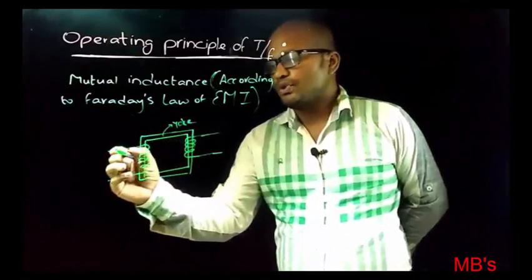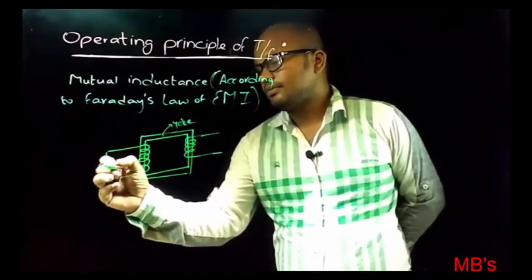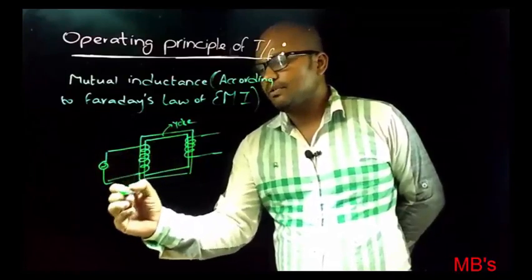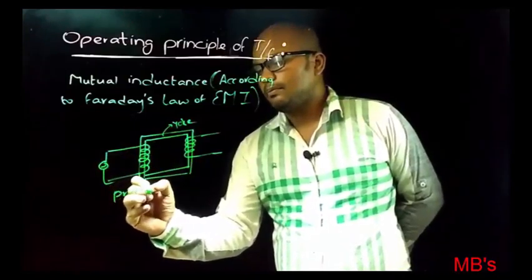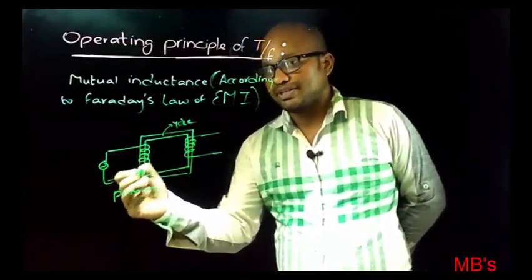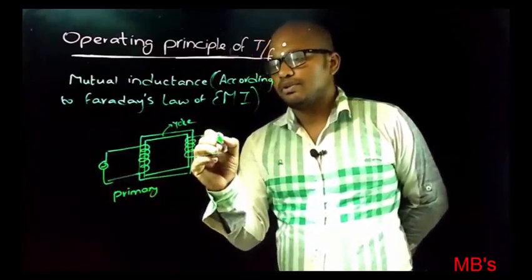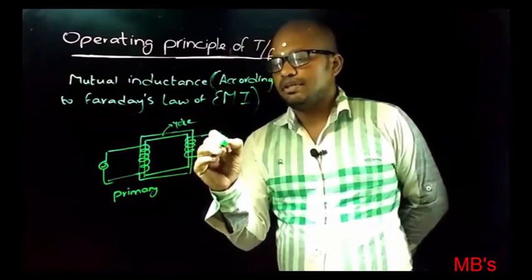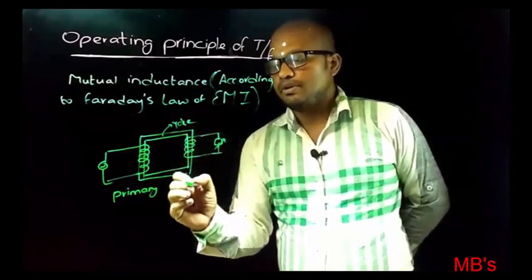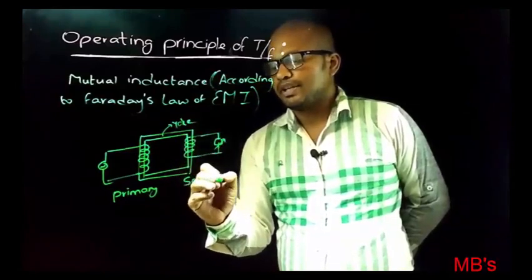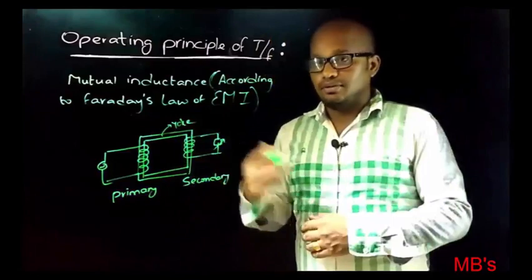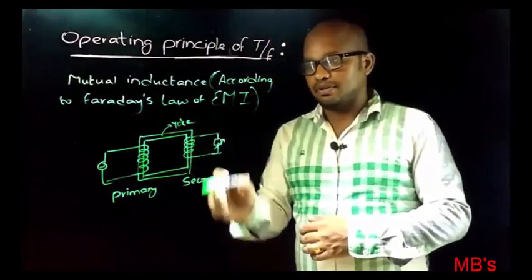If we connect source on this side, this winding is called primary winding of transformer, and if load is connected on this side, then this winding is called secondary winding of transformer. Now let's recall what is a transformer.